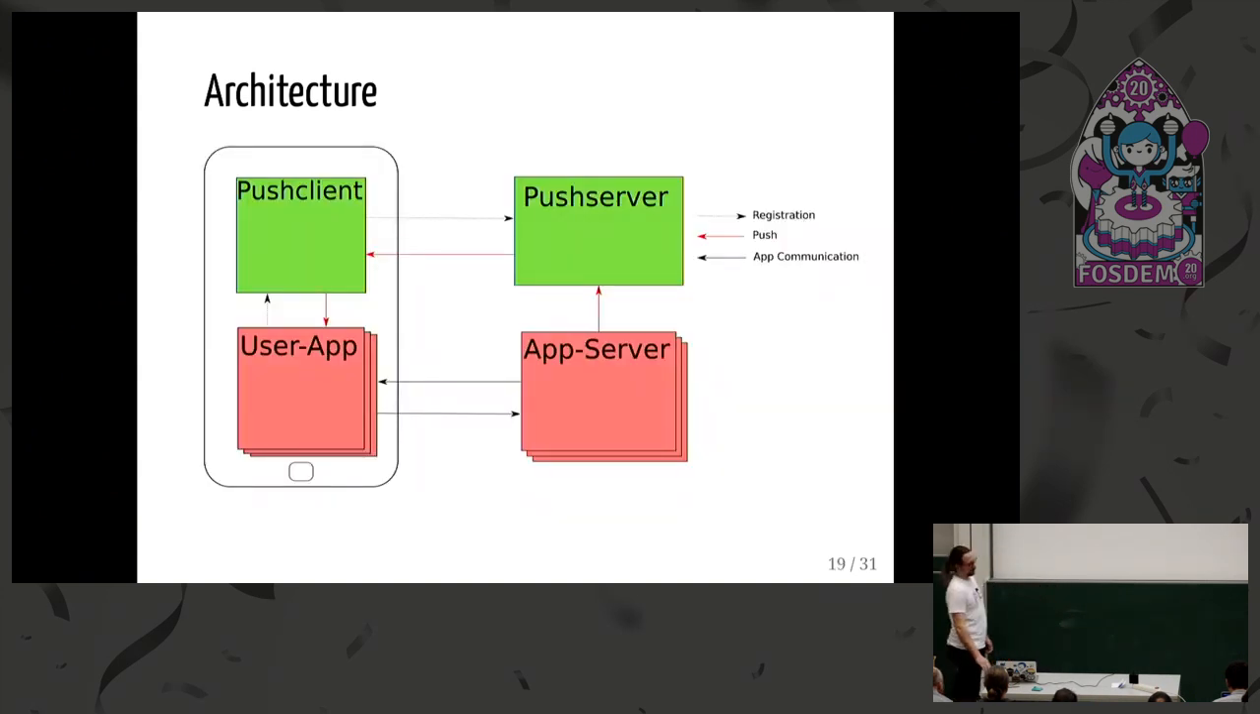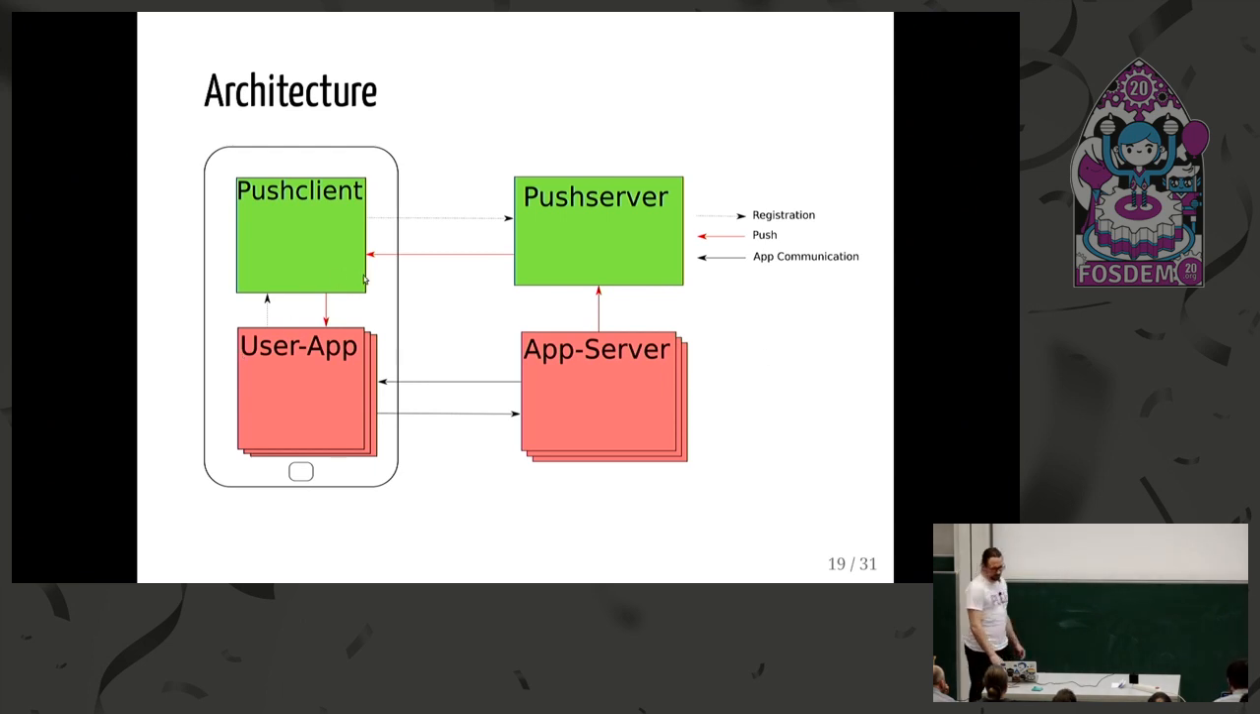So how does it look on a picture? The green parts are the things from the OpenPush project. And the red parts are basically the users of this system. So this is your phone. These are the apps on your phone, and every app talks to one server.